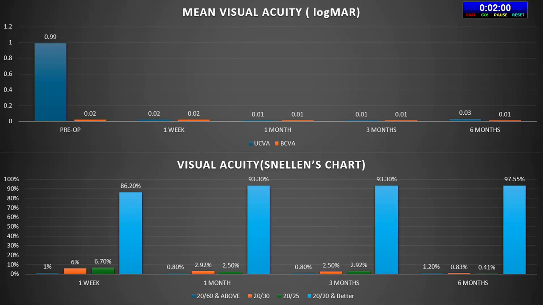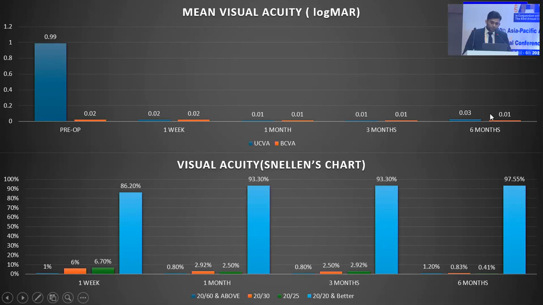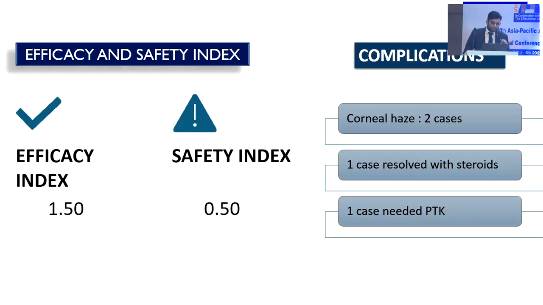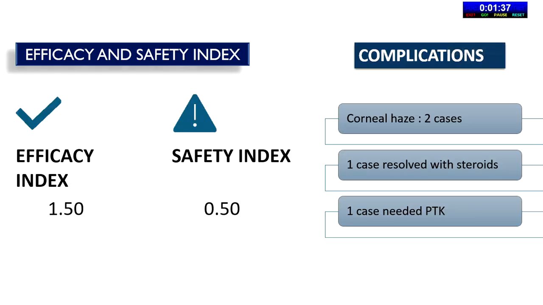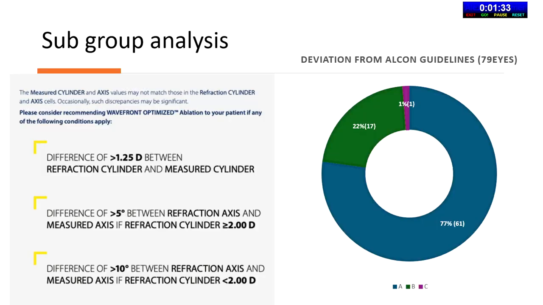and clinically. In terms of sheer visual acuity on LogMAR chart, we can see that the vision has improved to 0.03 at the end of 6 months. And in terms of Snellen chart, 97.55% of the patients had vision 20/20 or better. 30% of these cases improved to vision to 20/16 as well. Efficacy index was 1.5 and safety index of 0.5. We had 2 cases of haze, one resolved with steroids, one needed PTK.